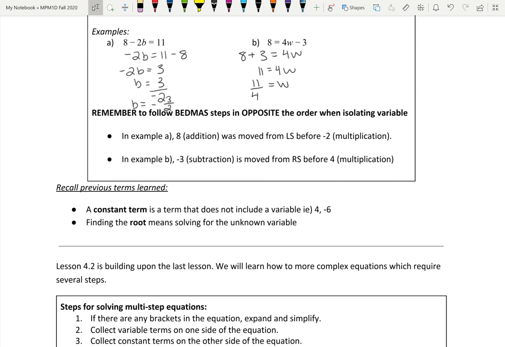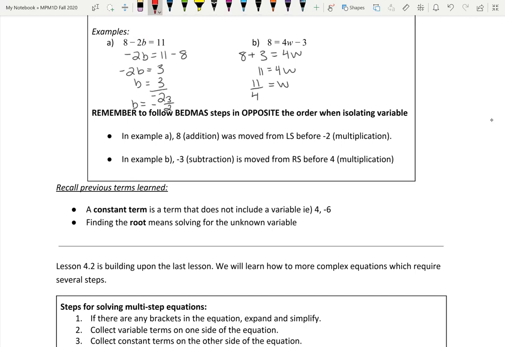And now remember, when you're solving, make sure that you're following the BEDMAS steps in the opposite order when you're trying to isolate for a variable. So if we're looking at question A, usually BEDMAS says that you simplify multiplication first. But when we're isolating a variable, we actually do the opposite. So here's an addition, positive 8. So we're actually removing that from the left side before we would remove the multiplication. Okay, just something for you to be aware of.